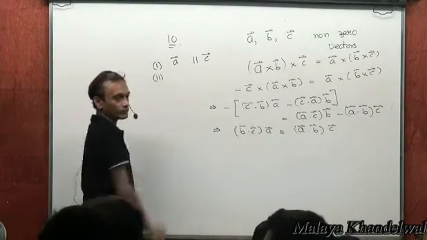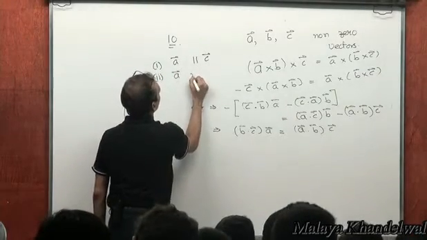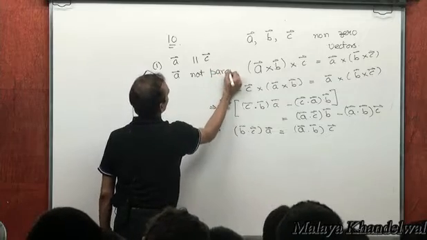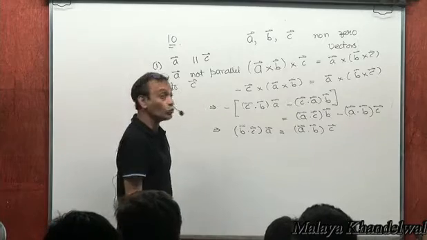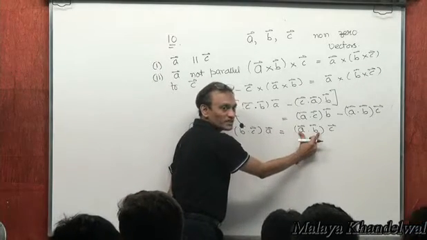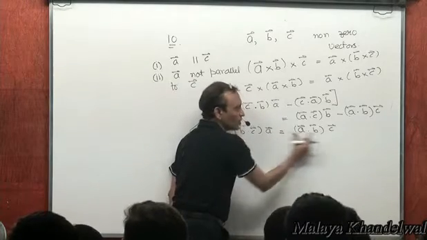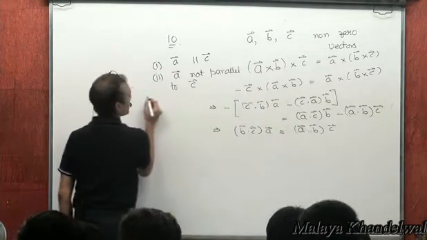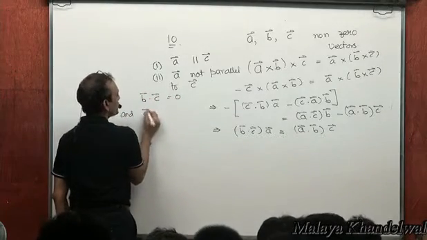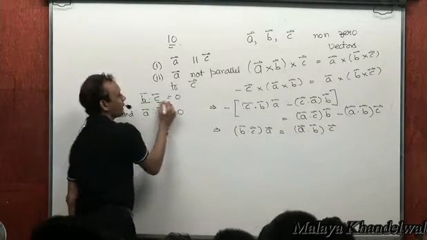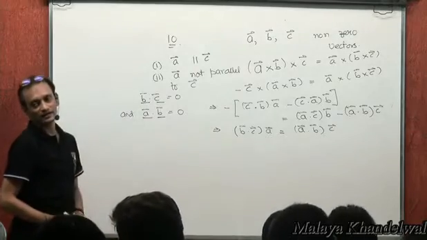Second, if A is not parallel to C, and the equality is still holding good, then the only possibility is that this and this must be 0. Isn't it? That means B dot C must be 0 and A dot B must be 0. Which means B must be perpendicular to C and A must be perpendicular to B. Yes or no?